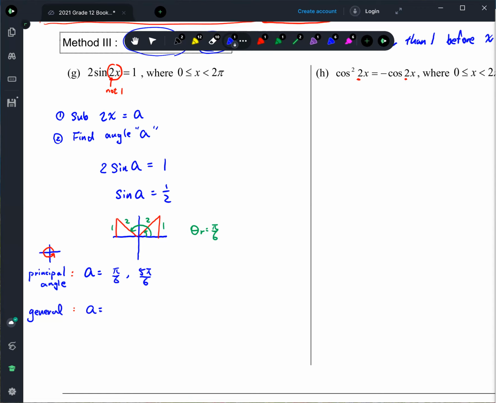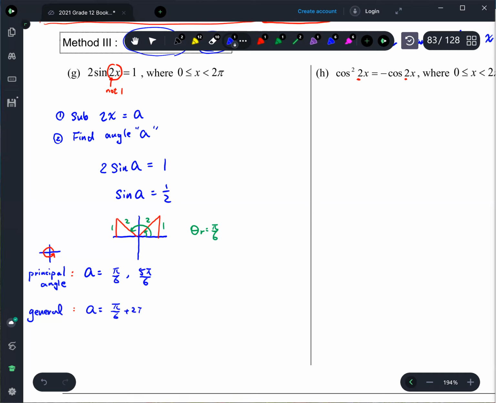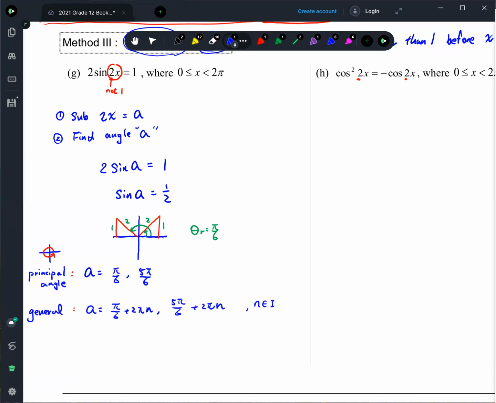Okay, you should be done by now. All you need to do is add 2 pi n, right? Are you guys done? Okay. So Chris, what's the first general solution? Pi over 6 plus 2 pi n. Yeah. And the second one? 5 pi over 6 plus 2 pi n. Yeah, very good. And then of course we need n as an integer. Make it a habit. Don't forget that. So this is the general solution for A.